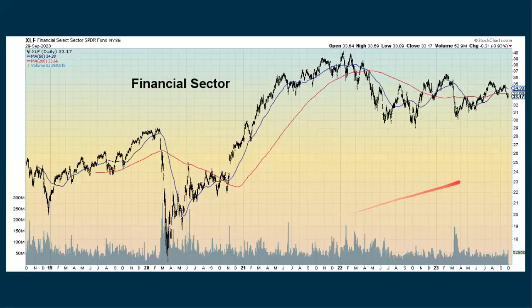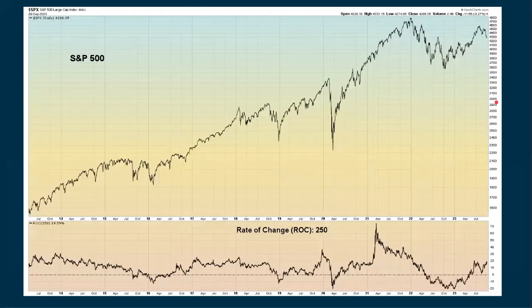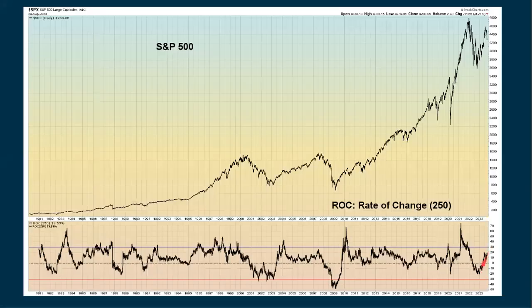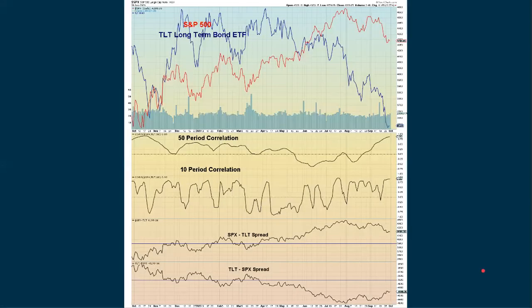Here is the financial sector. Even though it's been under a lot of pressure, we did generate a recent golden cross. Some rate of change charts. This goes from right now and looks back 250 periods and says, okay, where are we now in relation to where we were then? And we're continuing to show some improvement. Then I have a longer-term look at that same chart, just showing how things are still improving longer term.